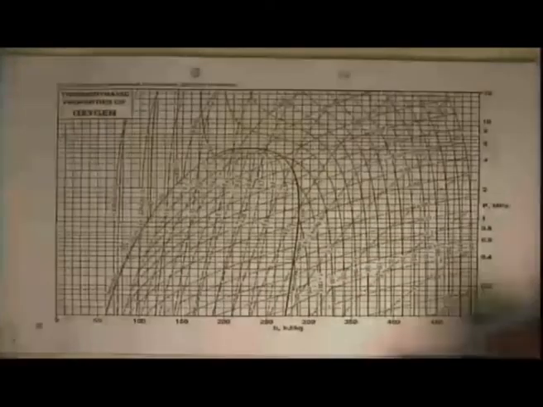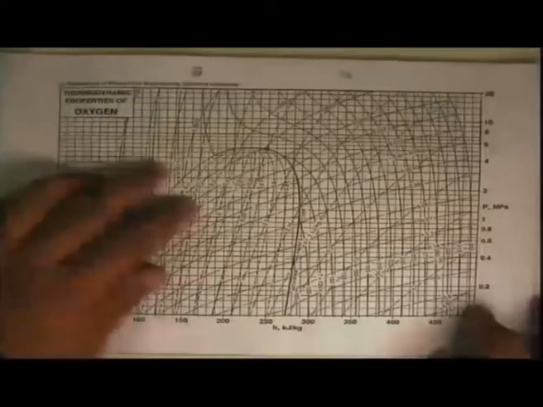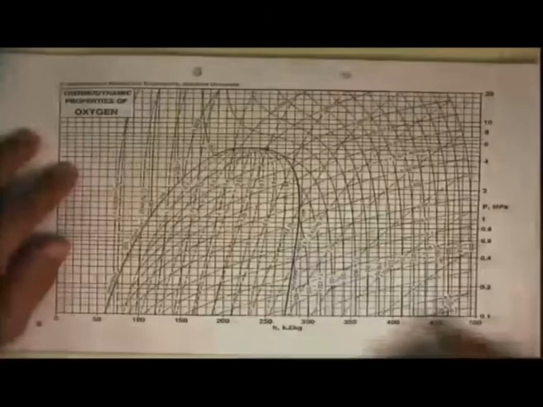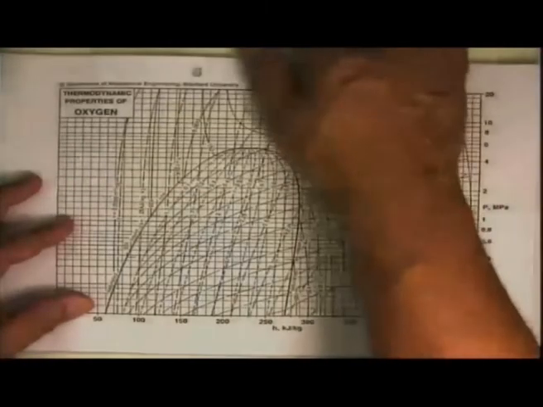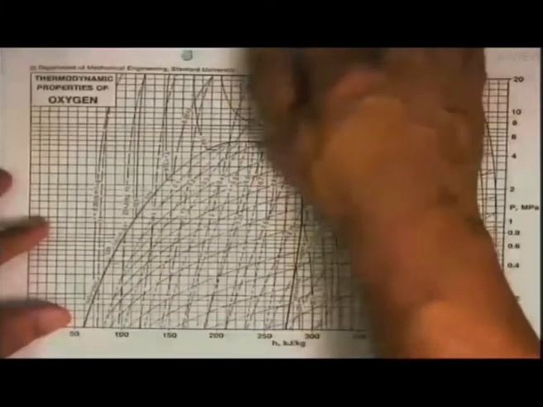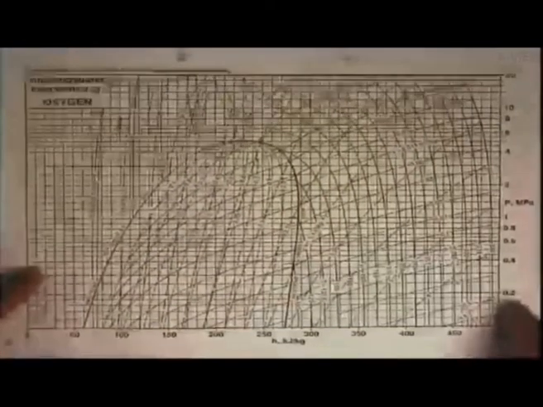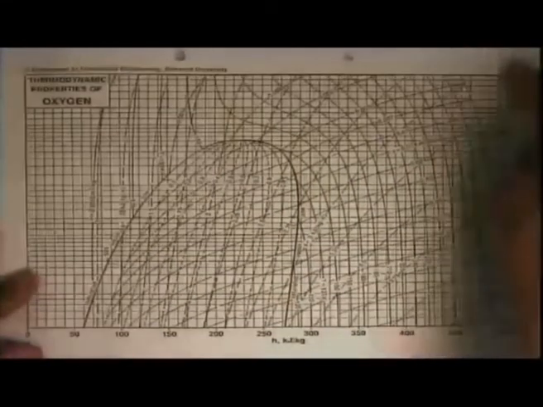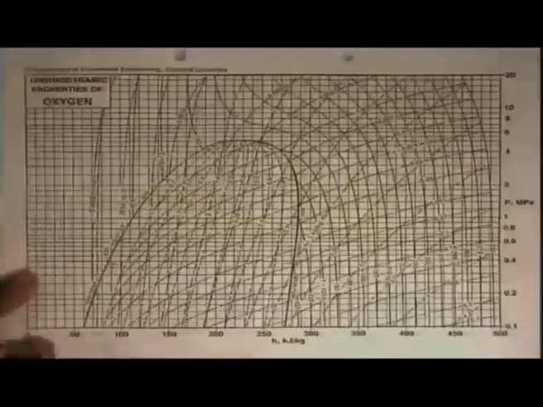Another substance that I'll put up here is oxygen. Simply because now the scale of temperatures is completely different on this, but you can look at the shape of this, it's exactly the same. Okay, so here we are. Pressure in megapascals, 0.1 megapascal, 1 megapascal, 10 megapascal. Specific enthalpy, H.